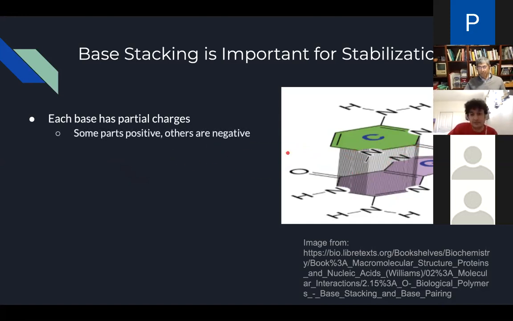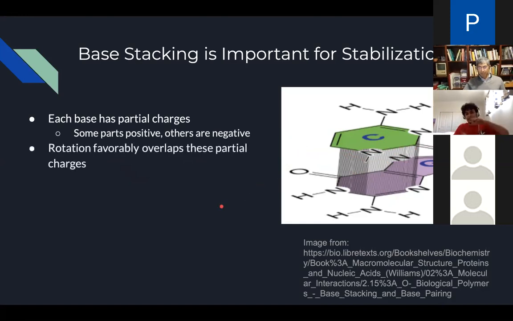Some parts positive, some parts are negative. And when you rotate those bases on each other, there will be favorable overlap between the partial positive and negative and vice versa, between the top base and bottom base. And that's what this gray shading is symbolizing. Sorry, it's not the greatest picture. I made these at short notice and it was the best thing I could find. But basically, these things will overlap and that's favorable overlap and will help with the stabilization of the DNA helix.